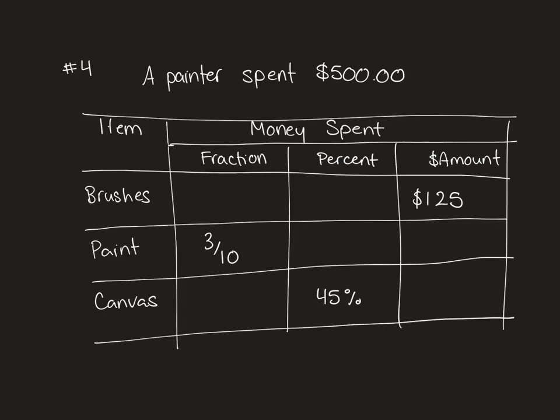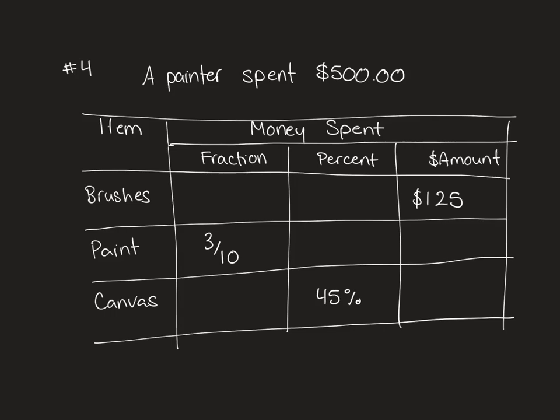So question number four gives us a chart, and we have to look at what we know to figure out what we don't know. So we know that the painter spent $500. So we can start filling in some of these boxes. With you, I'm only going to focus on filling in the row on brushes.